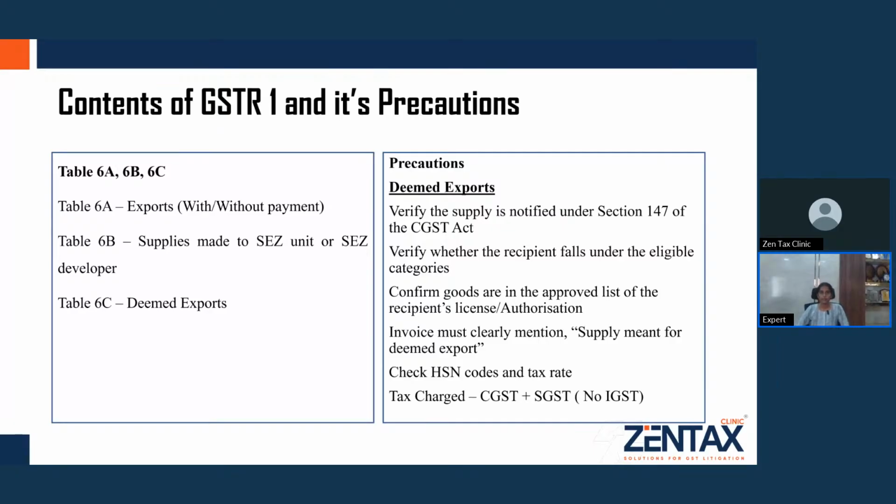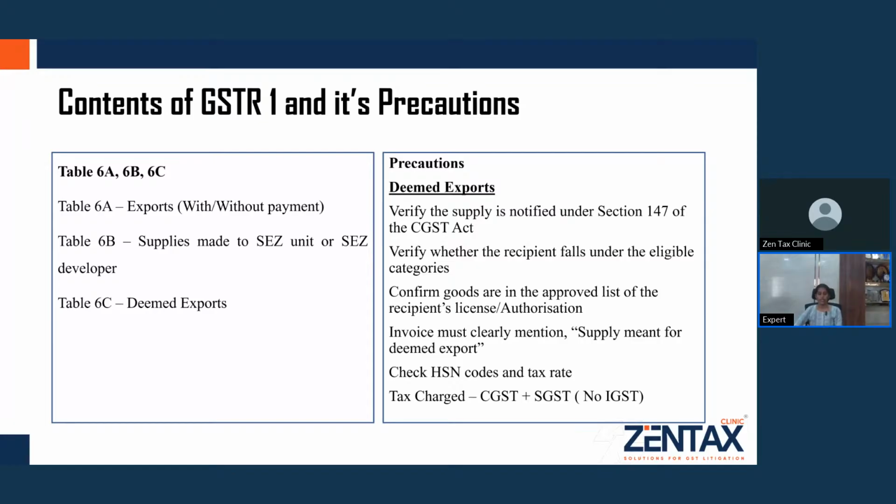In deemed export, verify whether the supply is notified under the section. These are all the precautionary measures in deemed exports. Verify the supply is notified under section 147 of the CGST Act, and verify whether the recipient falls under the eligible categories. Confirm goods are in the approved list of the recipient's license or authorization, because only when the goods are approved in the advance authorization license or EPCG scheme will that supply be treated as a deemed export.